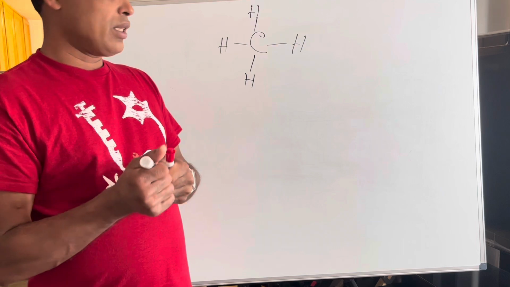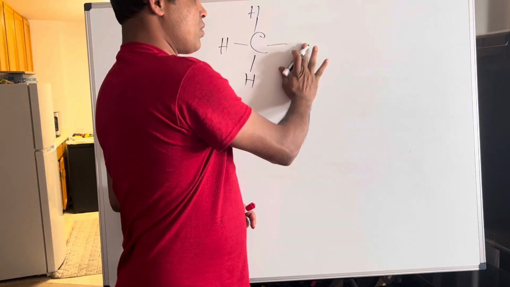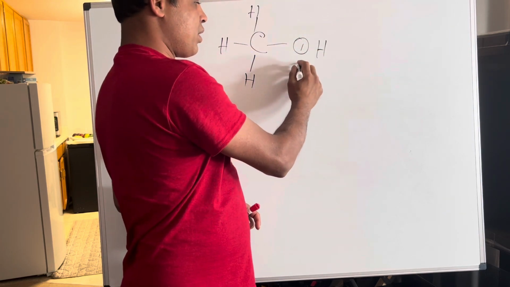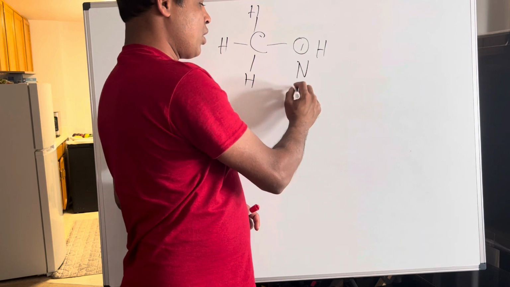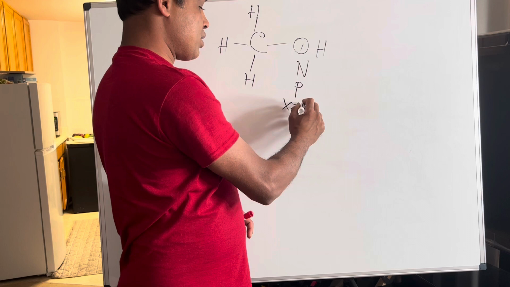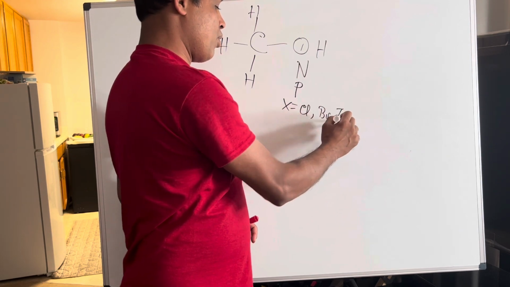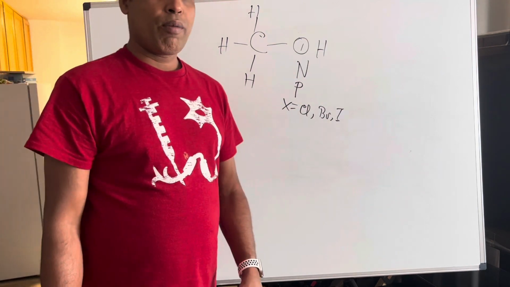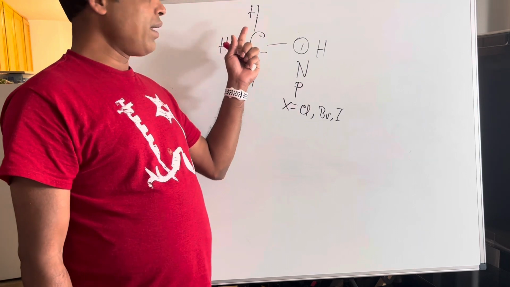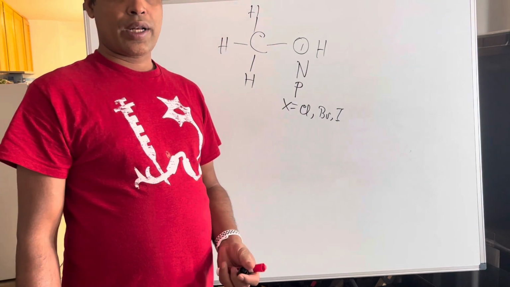But those compounds can also have, other than hydrogen, oxygen, nitrogen, phosphorus, and halogen. Halogen means chloro, bromo, iodine. So an organic compound should always have carbon and hydrogen mainly, and along with that it can also have those atoms to form the organic compound.